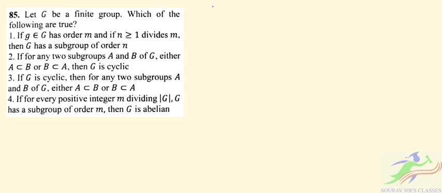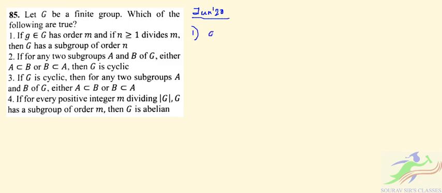Number 85 from June 2020. Let G be a finite group and we have to find which of the following are true. So let's check option 1. If G belongs to G and has order M, and if n is greater than or equal to 1 divides M, then G has a subgroup of order n.